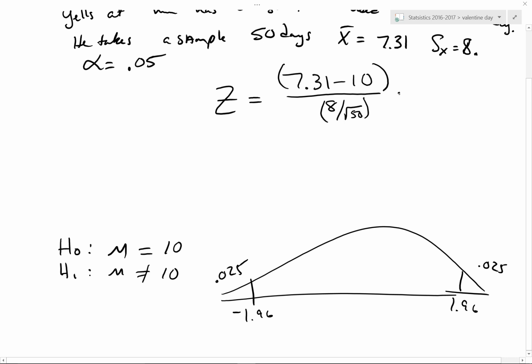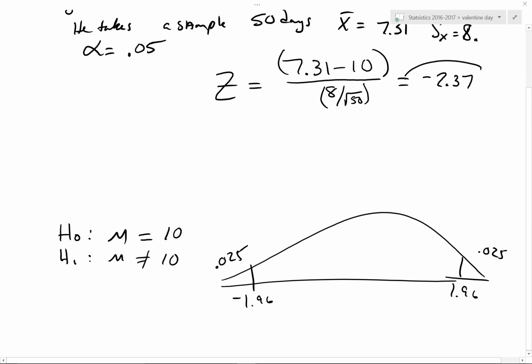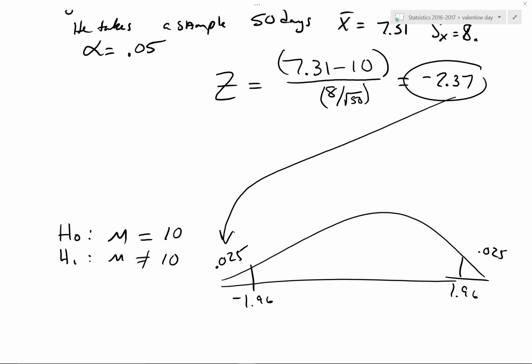What is it? Negative what? 2.37. Now, where is that located? Outside. It's out in Freakville. Again, freaky, but only if H naught is true. In fact, I don't think it's 10. I think it's closer to, it's probably closer to 7.3. Right? I think it's closer to that.